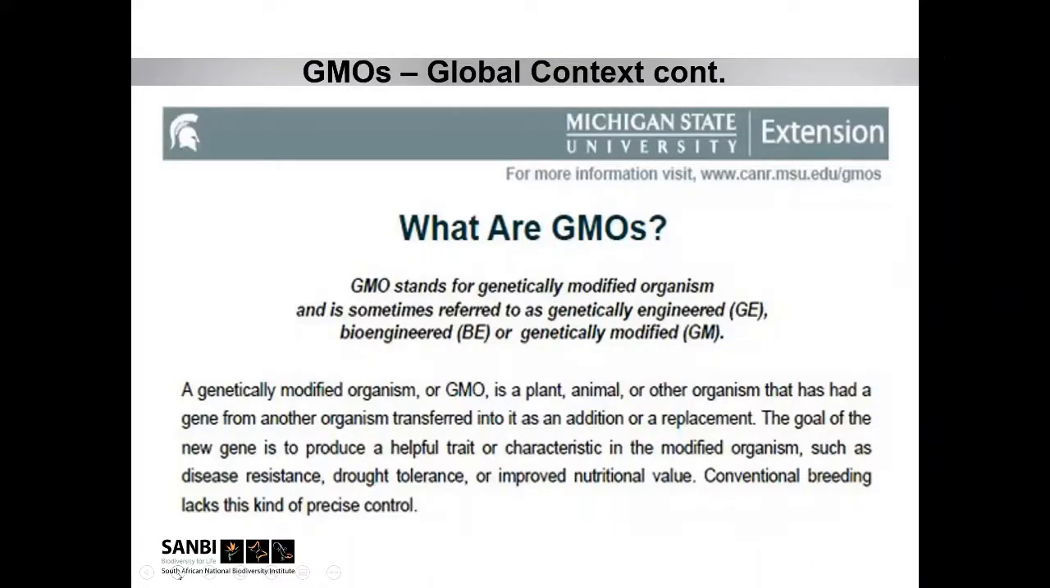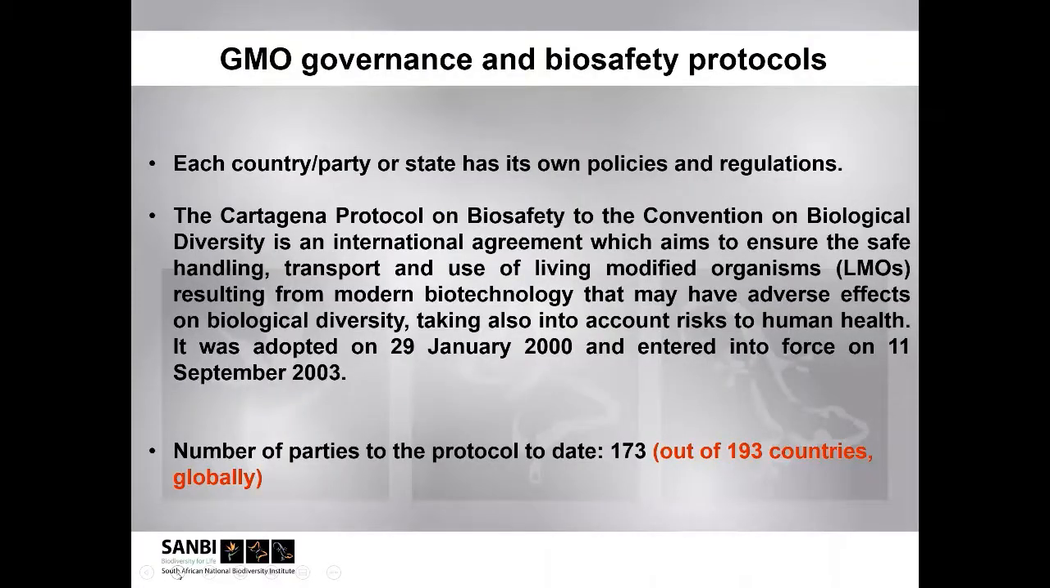And then just to further define it in terms of what other literature says, this is also very close to the Cartagena Protocol definition, and you will see that it also says that a genetically modified organism, or a GMO, is a plant, animal, or other organism that has had a gene from other organisms transferred to it. And then the goal of that gene is to get any desired trait, which could be for resistance, drought, or to improve nutritional value. So this is all the intention of what a GMO could be used for. There must be some sort of desired benefit or outcome when it comes to the gene insertion into that particular organism.